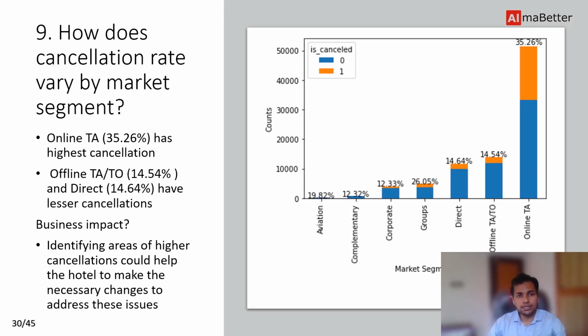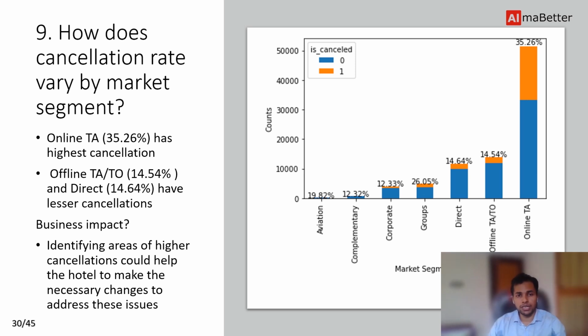Our next question is how does the cancellation rate vary by market segment? Our finding shows us that online travel agent segment has the highest cancellation rate at 35.26%. However, the offline travel agent and direct bookings have lesser cancellations at 14.54 and 14.64% respectively.